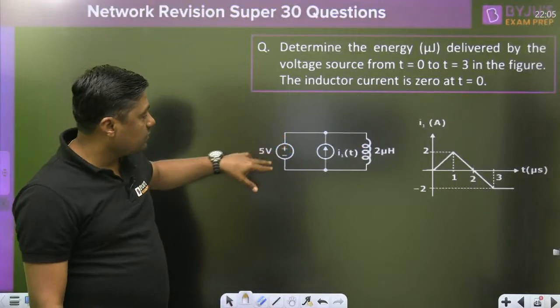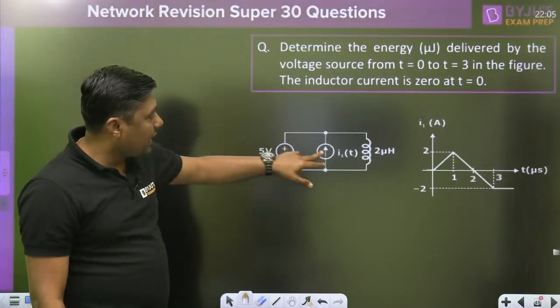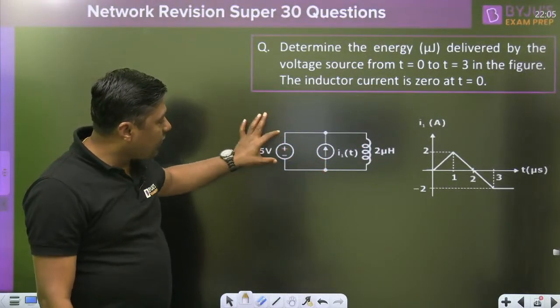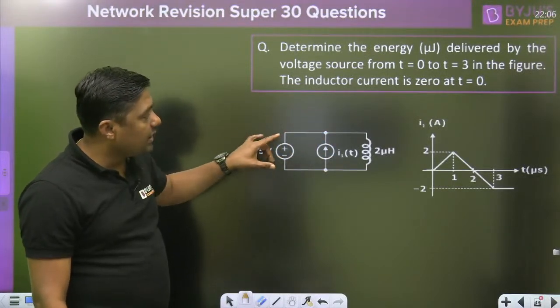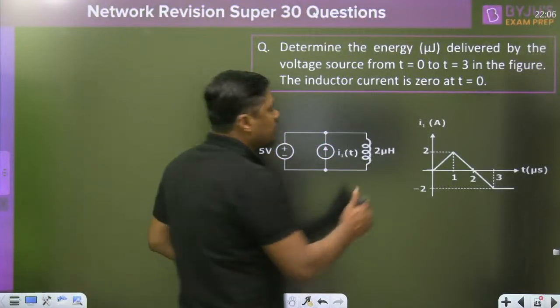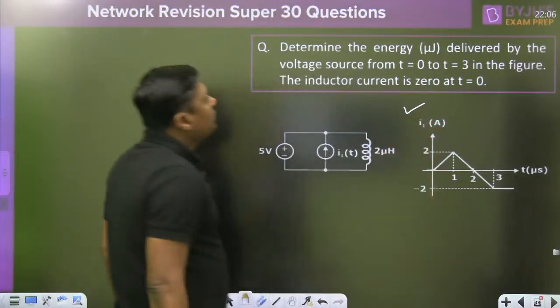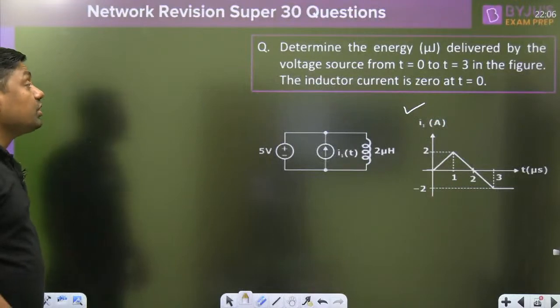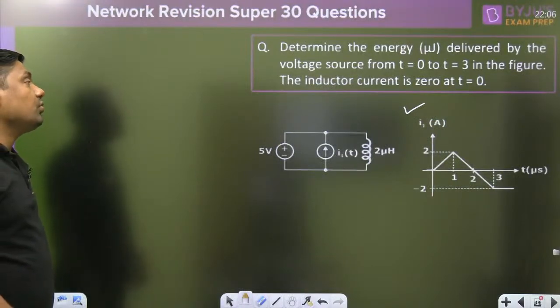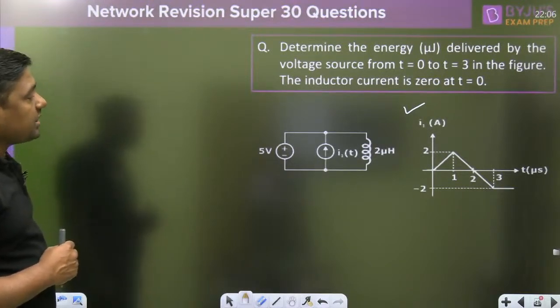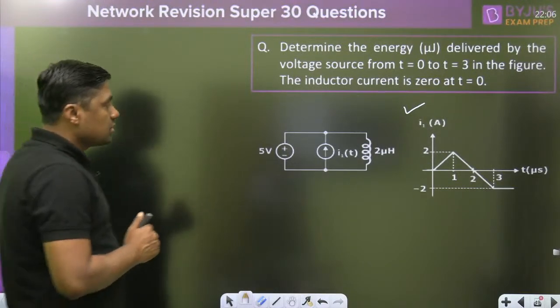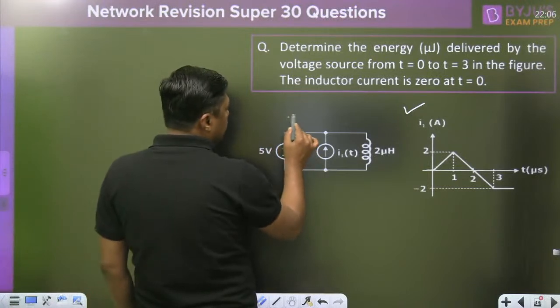Now watch this diagram. The 5 volt will remain the same, right? 5 volt will remain the same. And what is the diagram for i1? This is the diagram. What is given? Determine the energy delivered by the voltage source from t equal to 0 to t equal to 3 in the figure. What will be the energy given by this source? That is the current given by this battery.